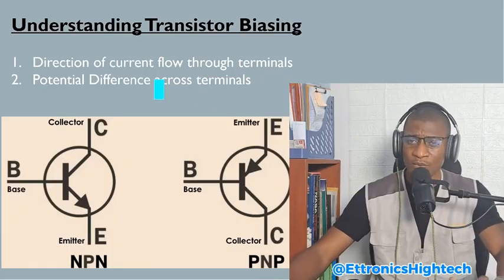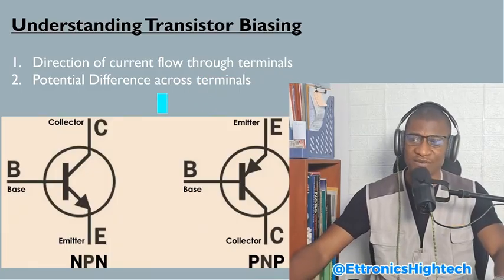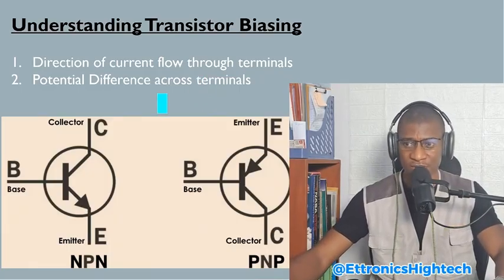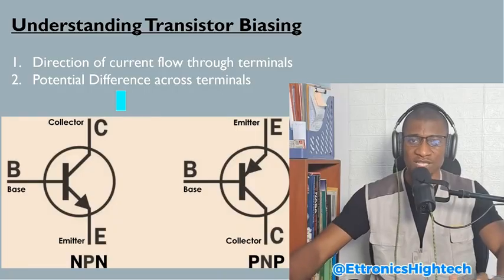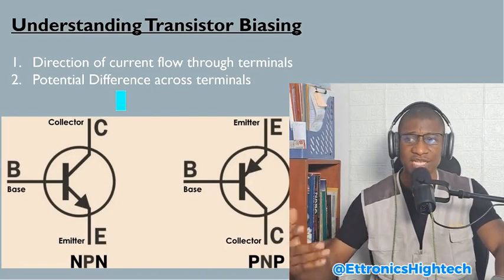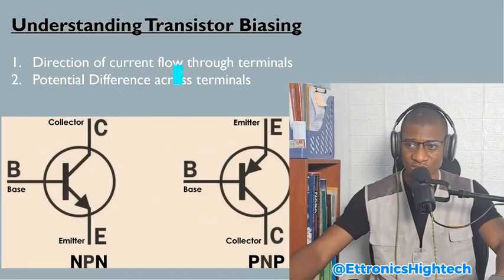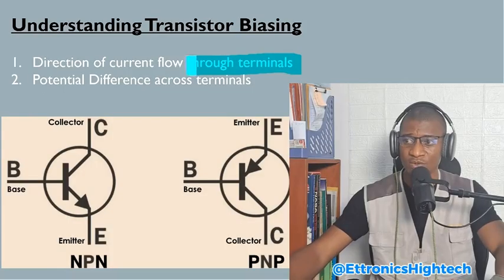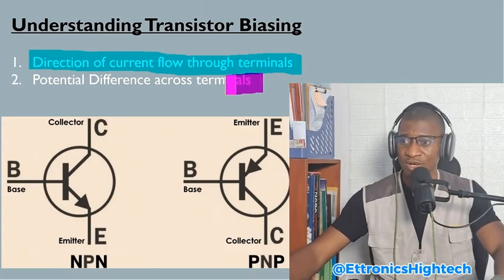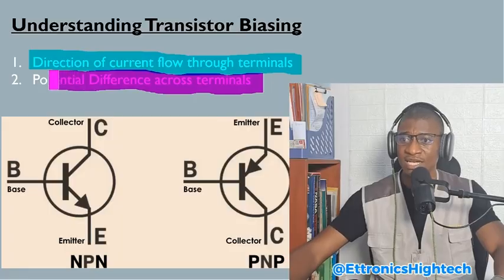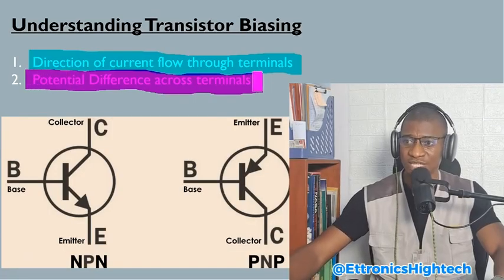So number one rule is that you have to understand the direction of current flow through the terminals. All right, so direction of current flow through the terminals, you need to understand that, and you also need to understand the potential difference across terminals. So these two things, once you understand them, the first one is you understanding the direction of current flow, right? And the second one is you understanding potential difference across terminals.